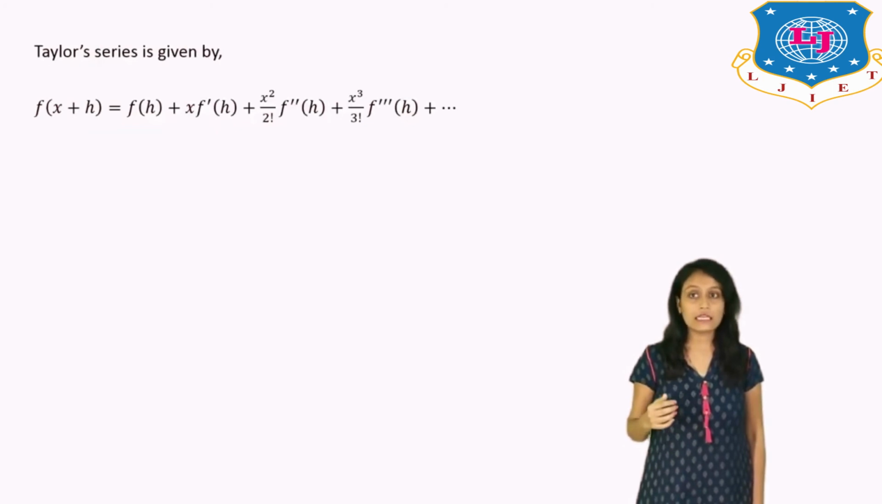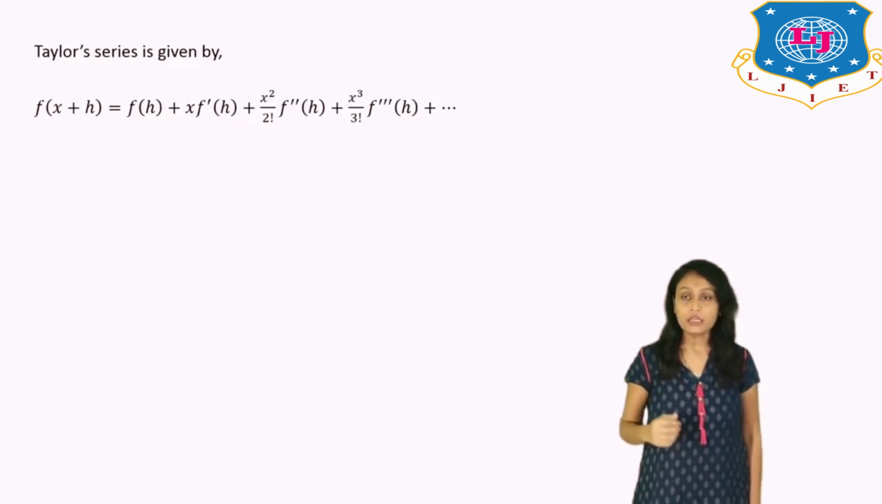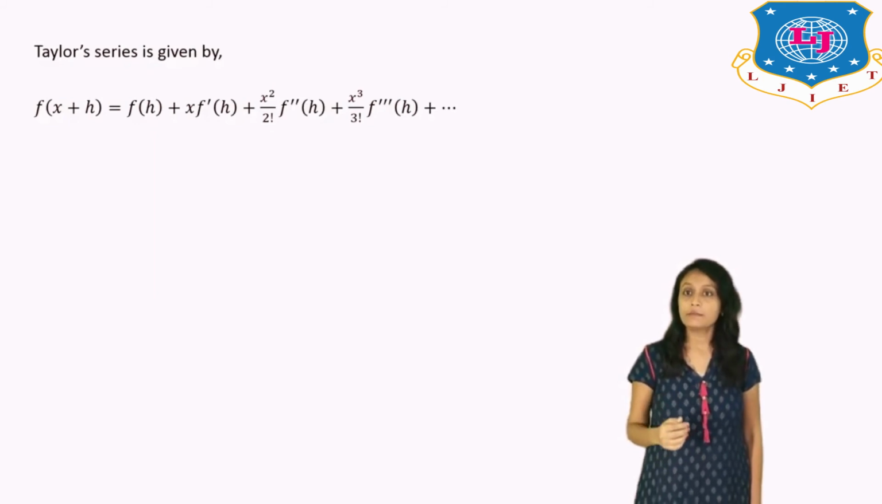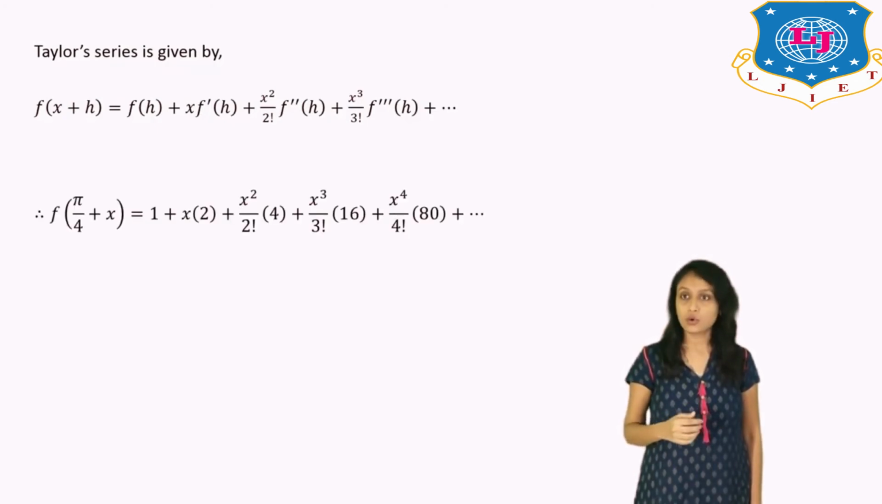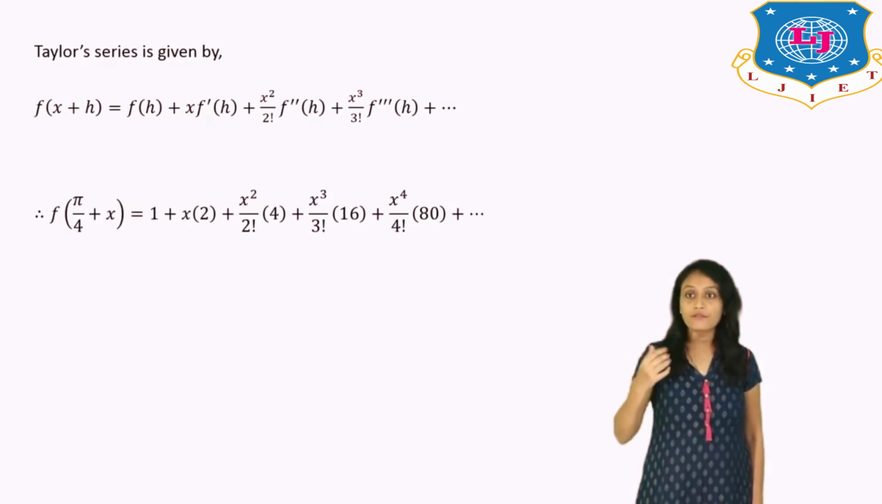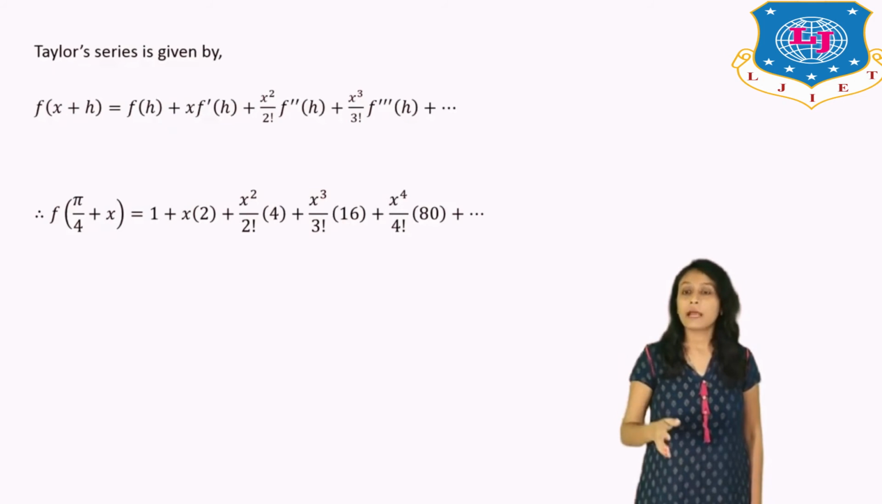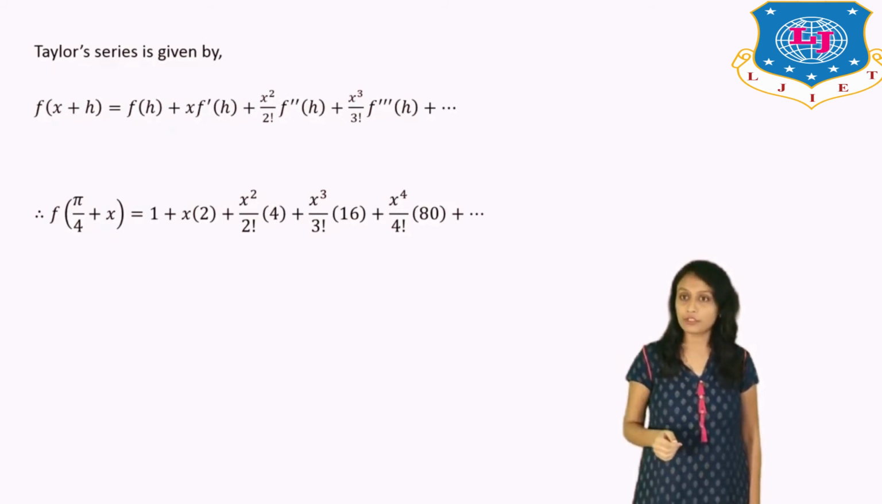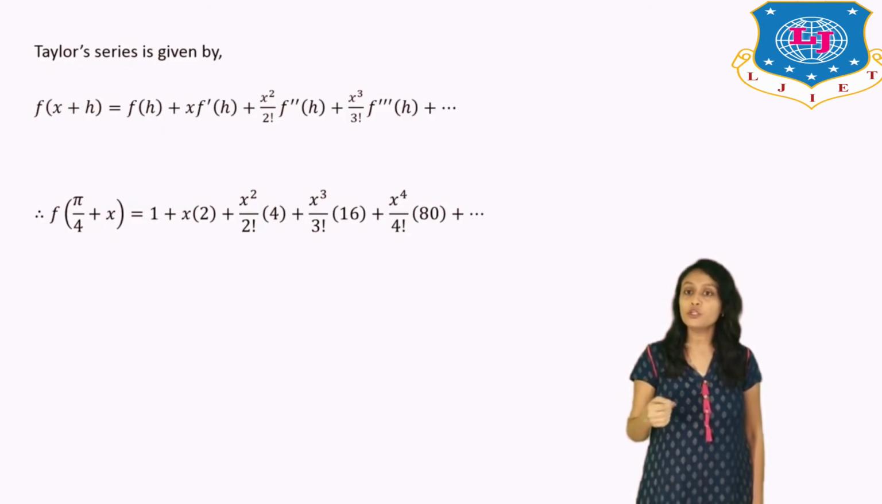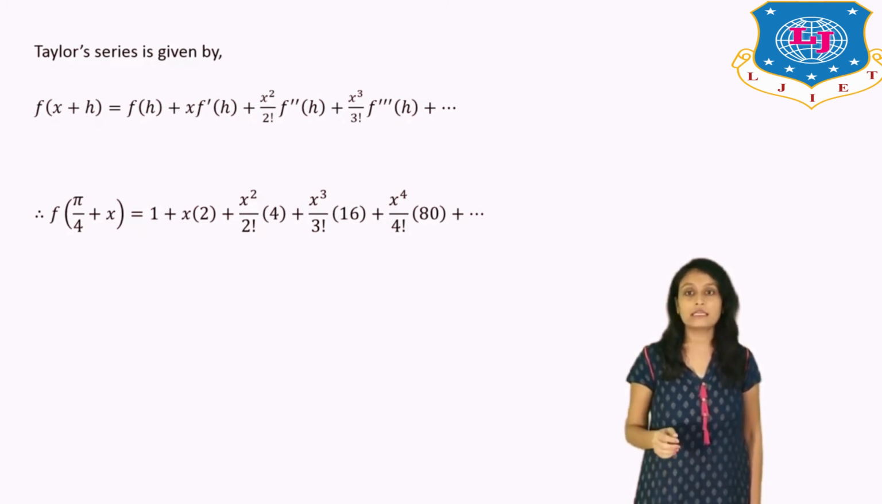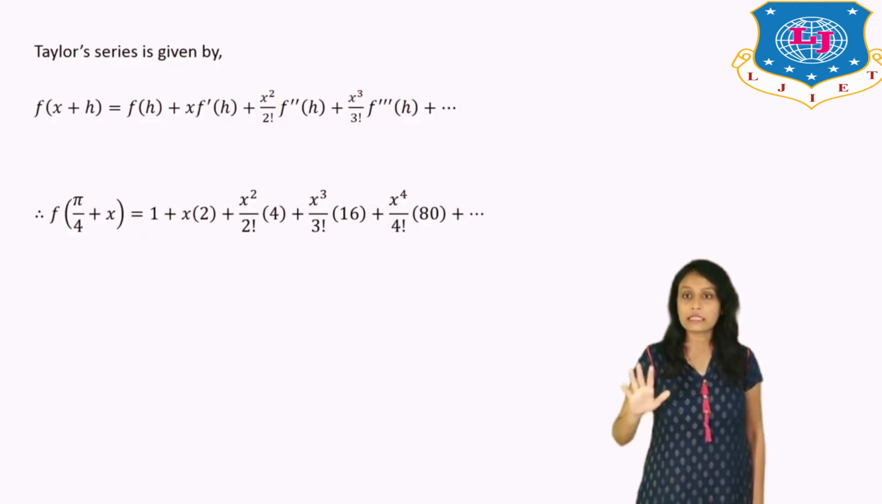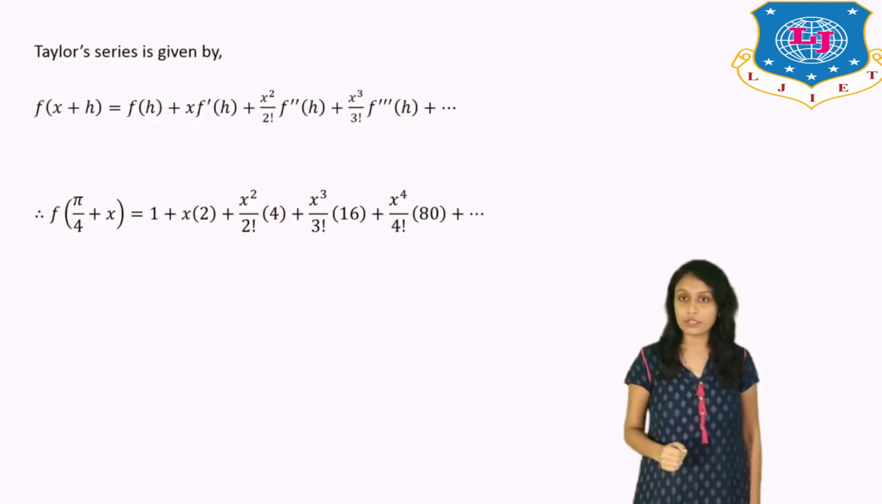Now the Taylor series in powers of x is given by this formula. Okay, so f(x+h) is f(h) + x f'(h) + (x²/2!) f''(h) and so on. Now we have to just substitute its values. h is π/4 and f(h) is 1. So we will get f(π/4 + x), or you can say f(x + π/4), that is f(h) is 1, plus x into 2, plus (x²/2!) into 4, plus (x³/3!) into 16, plus so on. What we have done is just substitute the value of f(h), and x is kept as it is, so here you get the answer in powers of x.